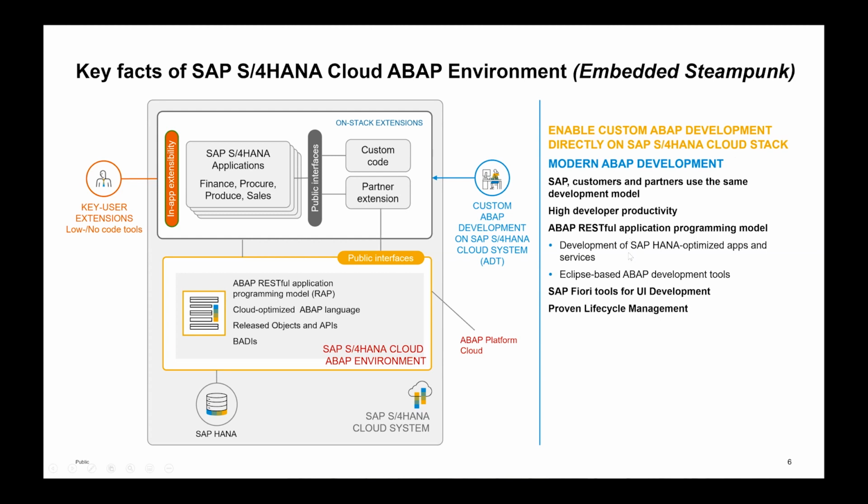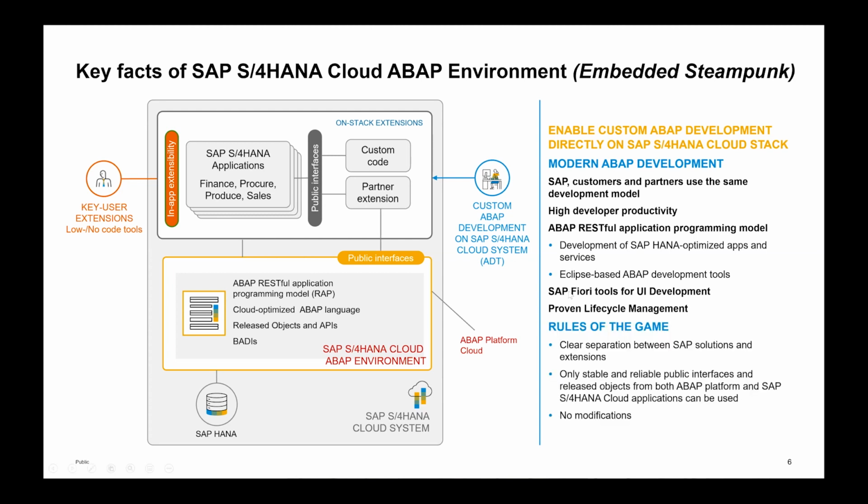So we could develop HANA optimized apps on S/4HANA cloud system using Eclipse-based ADT. Then if we want to deploy this application, we can deploy it using Fiori tools, Business Application Studio, etc. And proven lifecycle management means we have a lot of APIs which are released on the S/4HANA cloud system, a lot more. And these APIs are upgrade stable and they will be maintained by SAP. So you could use these APIs, let's say purchase acquisition API to create a new purchase acquisition, but it cannot be modified.